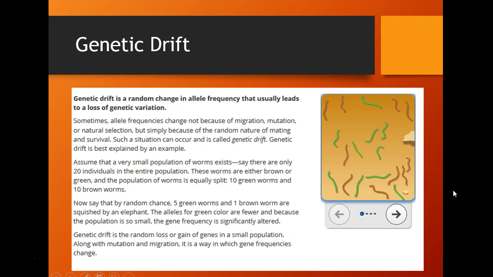Okay, so genetic drift is a random change in allele frequency, right? Remember how common certain alleles are. That usually leads to a loss of genetic variation. The key for genetic drift is that it's a random change. Okay, so allele frequencies, when they change, we call that evolution. But sometimes it doesn't happen from migration, mutation, or natural selection, but it simply happens because of the random nature of mating and survival. And so we call these random events genetic drift.